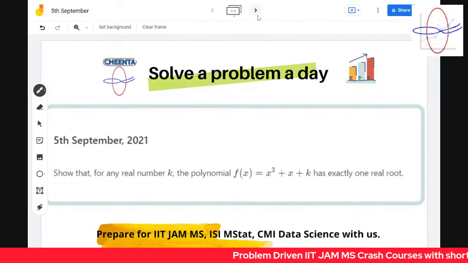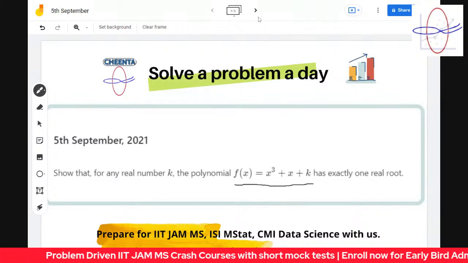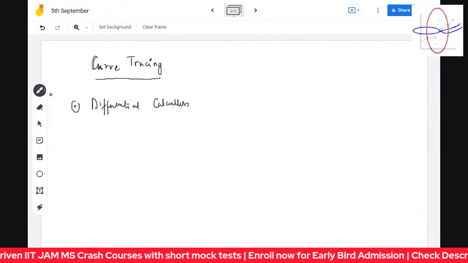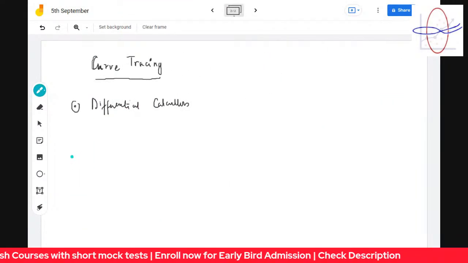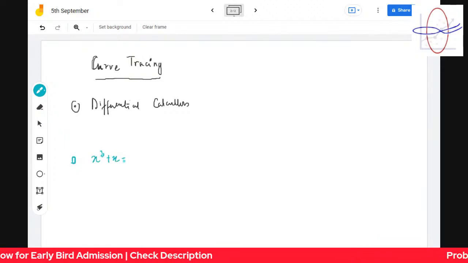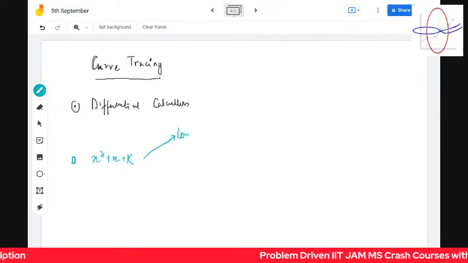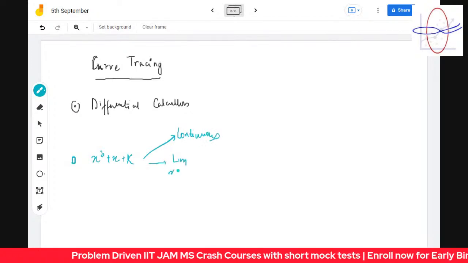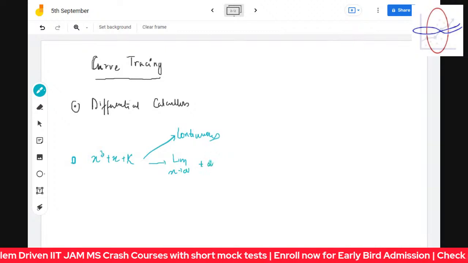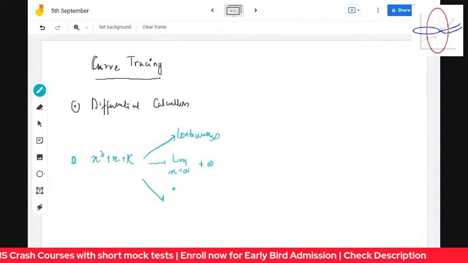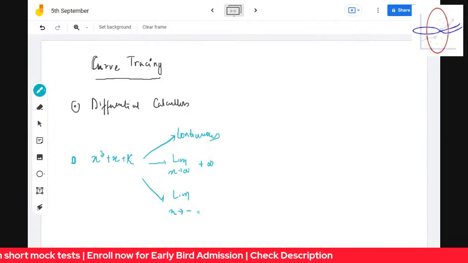So let's try to draw this function, guys: f(x) equals x cubed plus x plus k. The number one idea, I've done a similar problem for a cubic function, is that it's x cubed plus x plus k, so this is a polynomial, so this is continuous. And the limit as x tends to infinity, this goes to plus infinity. And the limit as x tends to minus infinity, this goes to minus infinity.